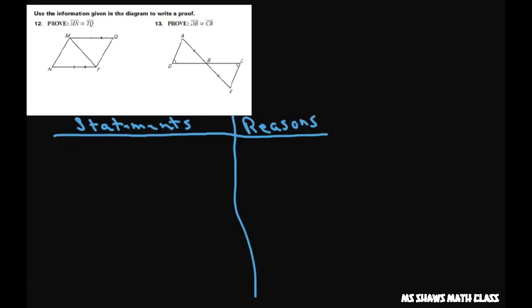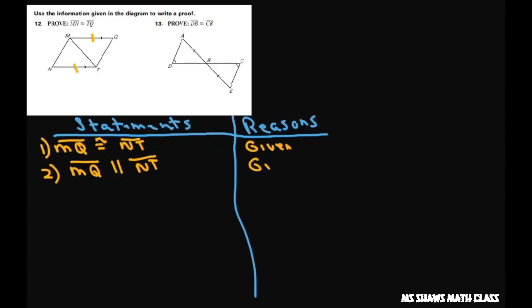So if you look at the markings for this one, we know that MQ is congruent to NT. That's given. Right here, it's marked. All right? So that's number one. Number two, it's also given that MQ is parallel to NT. That's given, and that's because of this mark right there.